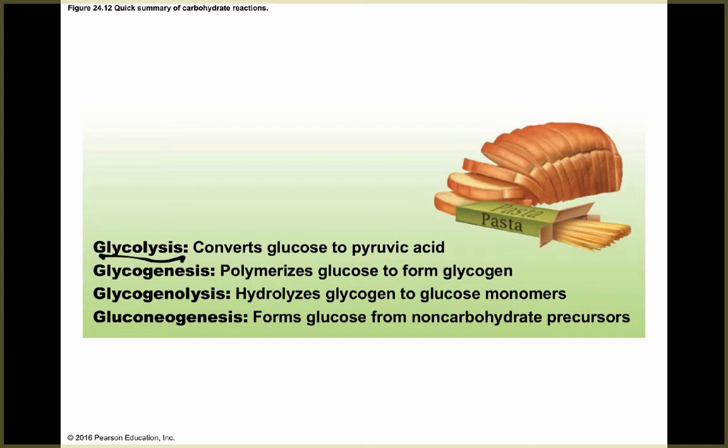And so on here, glycolysis is what you do for ATP. Here's a quick summary of what happens. Glycogenesis is a process when you have an excess amount of glucose and you don't need to use it all to make ATP, so you take it and make the storage.